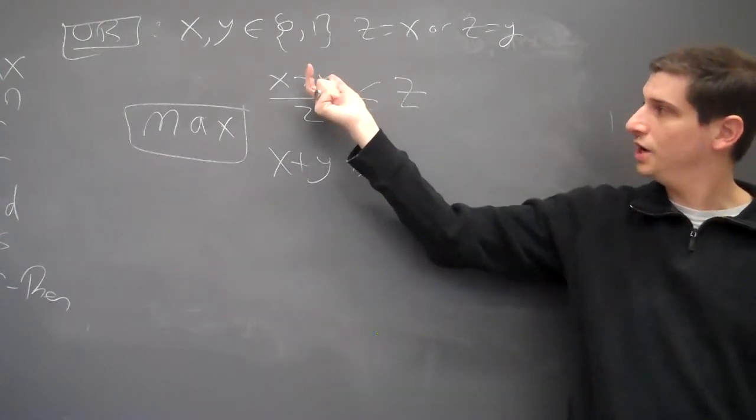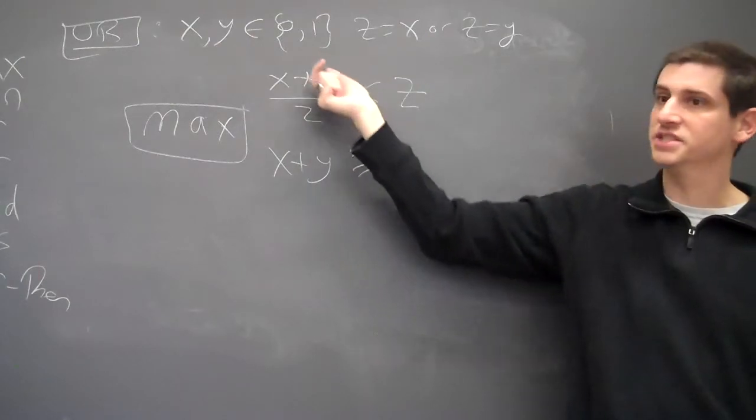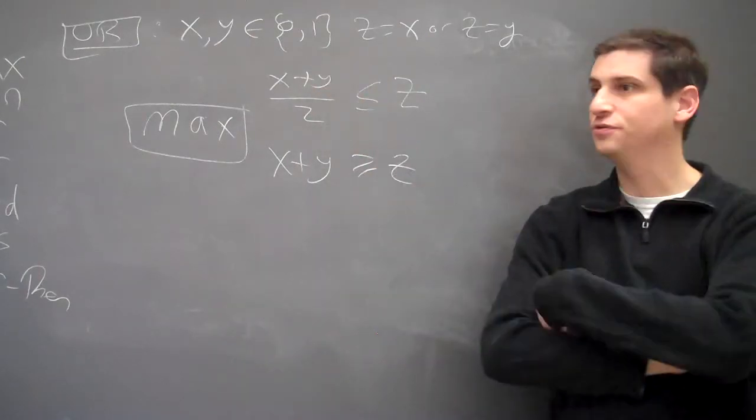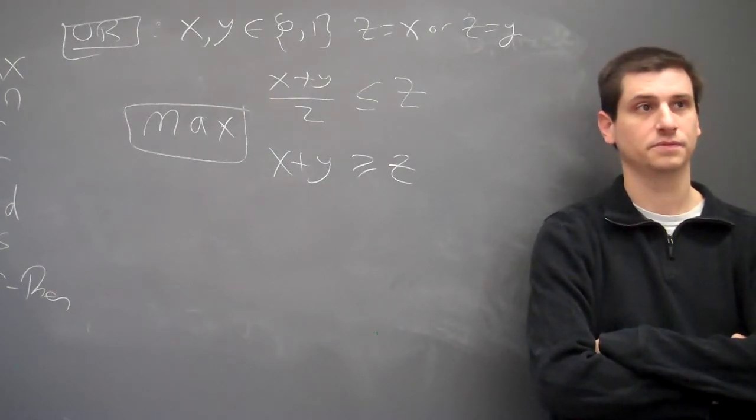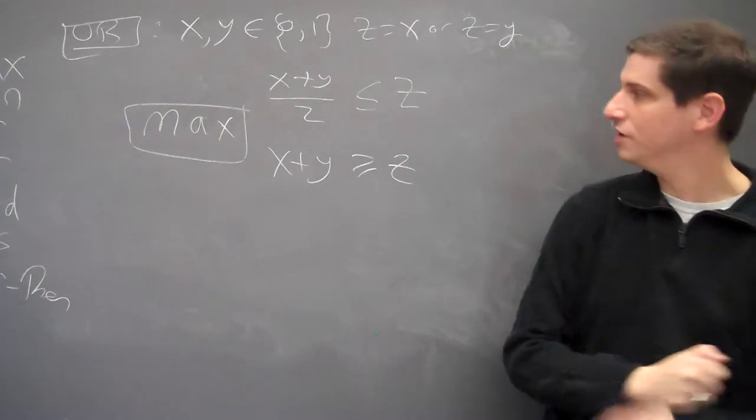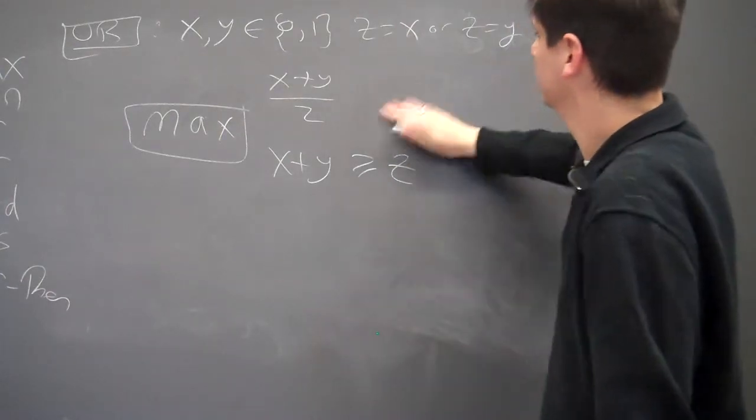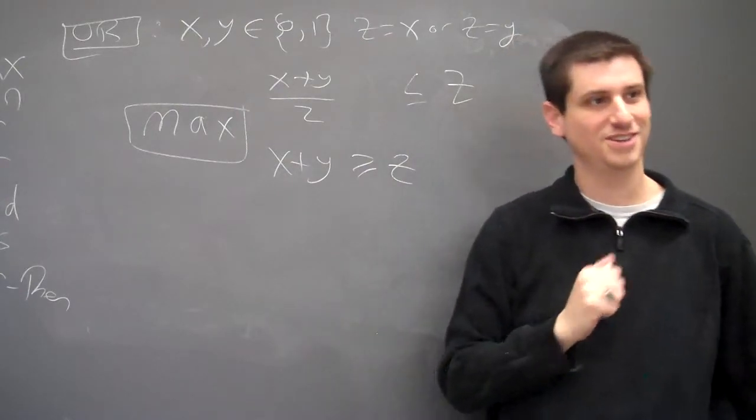So if they're both 1, that forces z to be 1. If they're mixed, this is 1/2, and that's going to force z to be 1. So the top constraint is no good. So we need to modify it a little bit. It's not a horrible constraint. Why don't you subtract a half?